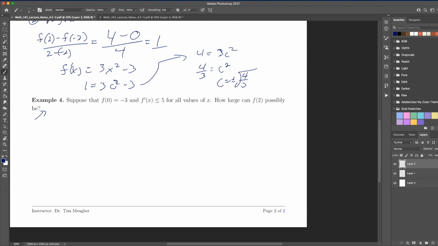Anyone have a guess? I'll just think about it for at least 1 second before I give you the answer. How would you solve this problem? No one has a guess. Fine. Let's just go through it.